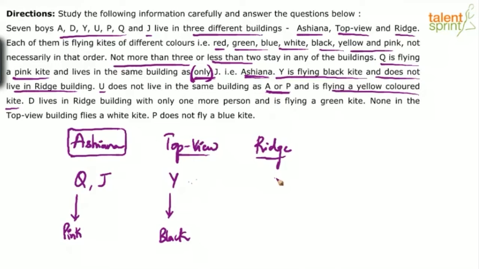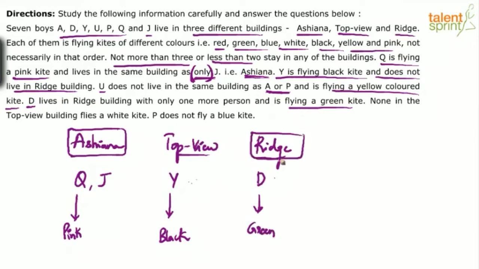Alright? But it will be difficult to guess that immediately. Let us just go with the next statement. D lives in Ridge building with only 1 more person, and is flying a green kite. Who is flying a green kite? D. D is flying a green kite and lives with only 1 more person.